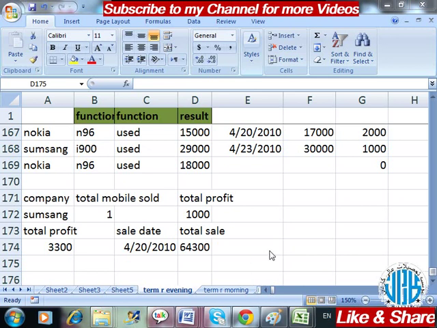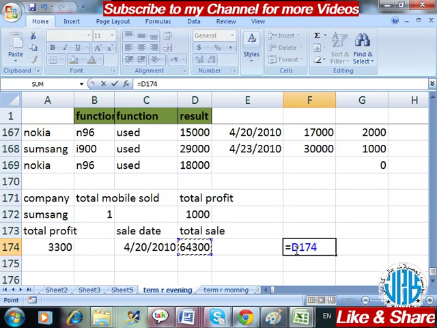And in your drawer, the total money will be this plus profit.